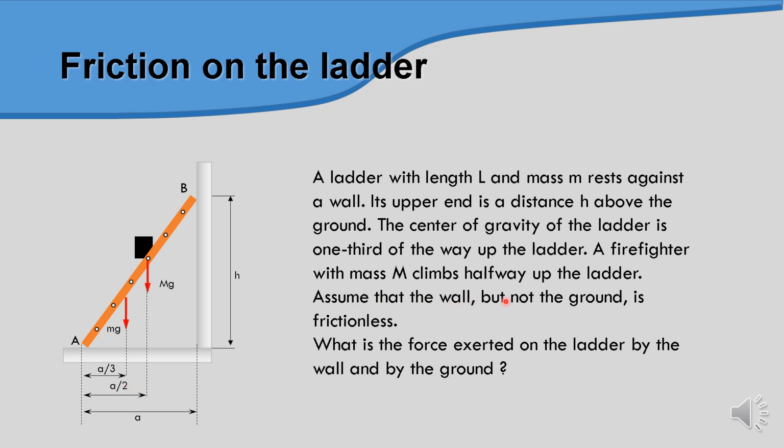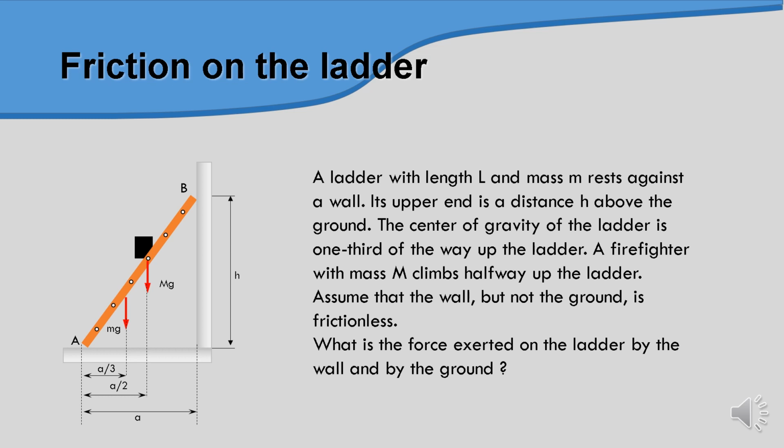Assume that the wall has friction and the ground has friction. And then the wall is frictionless, and the ground has friction. So what is the force exerted on the ladder by the wall and by the ground? So you need to identify the reaction forces, the normal force here and also the normal force here, from the wall and the ground.